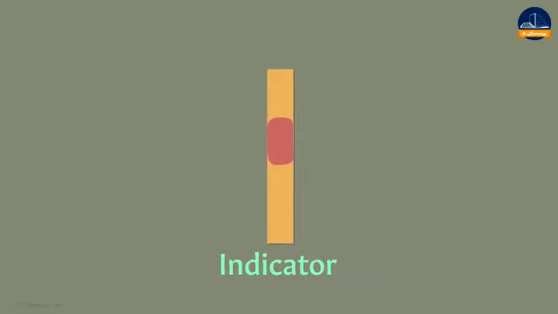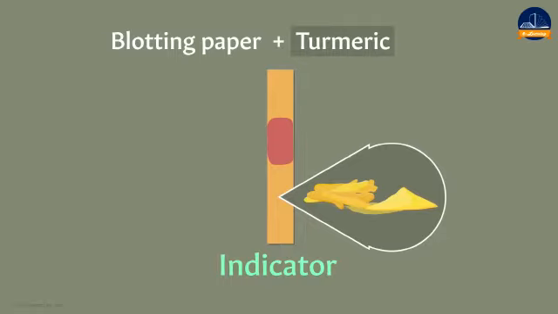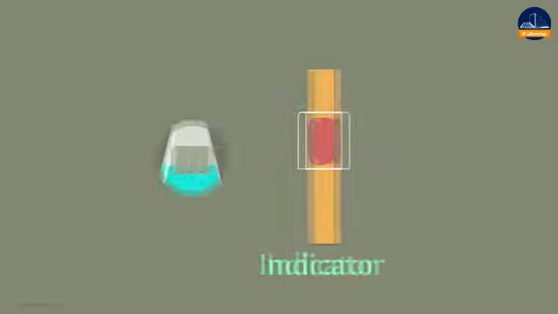Yes, it is. And what is it made up of? It's simply a blotting paper with turmeric applied on it. Turmeric? Yes, it is. The same turmeric that's used in the kitchen. Turmeric is an excellent indicator to detect the acidic or basic nature of solutions. In this case, the paper turned red when the solution was poured onto it. So the indicator clearly indicated to us that the solution poured was basic.